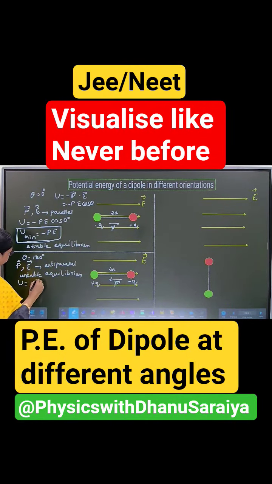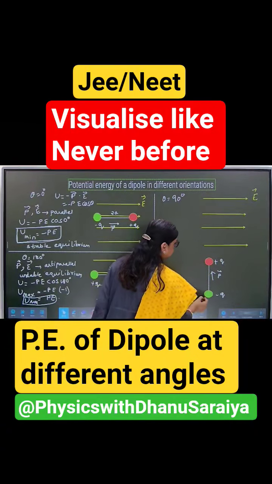Substituting the value, negative PE cos 180 degree, we get U max. Maximum potential energy is equal to negative PE cos 180, which is again negative 1. So negative negative becomes positive. The answer is PE positive. So U max, that is maximum potential energy.